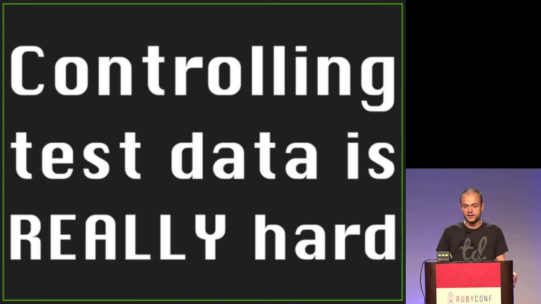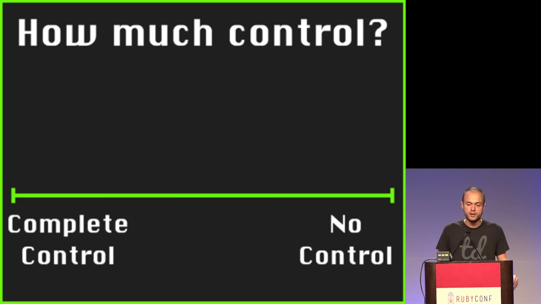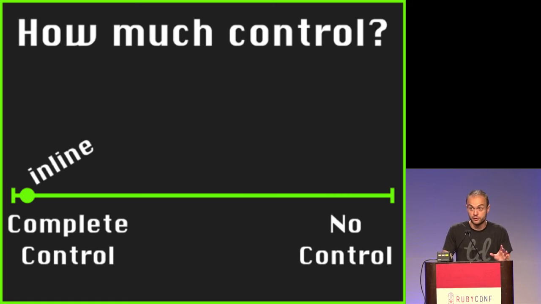So next up, I want to talk about one of the contributors to slowness that we just mentioned, painful test data, because controlling test data is really hard. Now, how much control each of our tests has depends on the testing data strategy that we apply. So for example, you might use inline model creation in every test, so you have a lot of control over how your test data is set up.